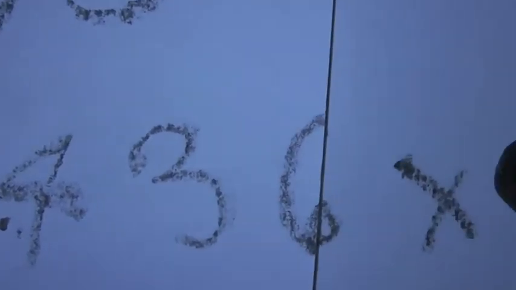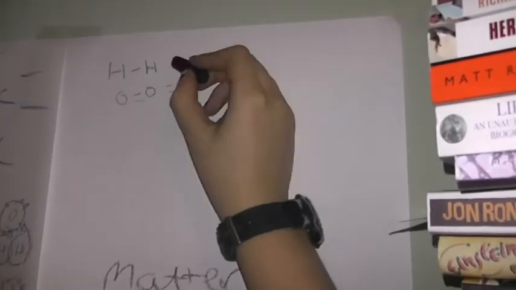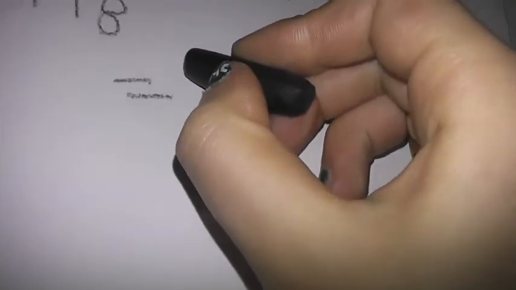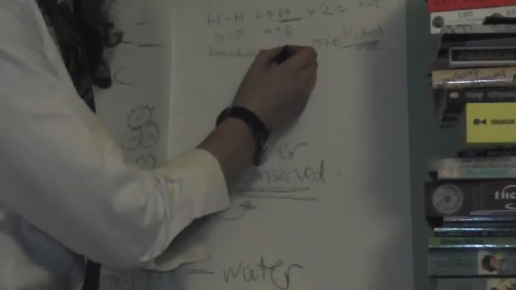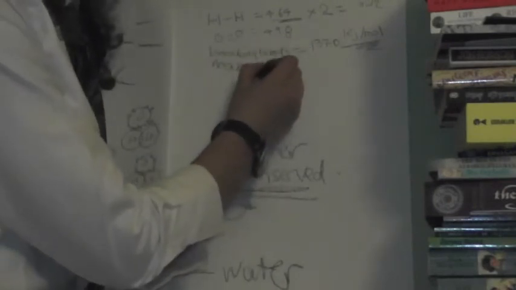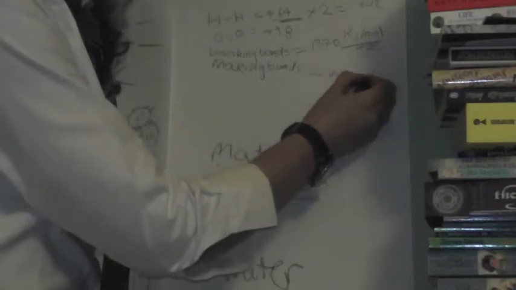A hydrogen to hydrogen bond contains 436 kilojoules per mole. And we have two of these, which leaves us with 872 kilojoules of energy. A double oxygen bond has 498 kilojoules. The sum of this is 1370, meaning this is how much energy we would need to break these bonds. The amount of energy needed to make these bonds would be minus 1370.